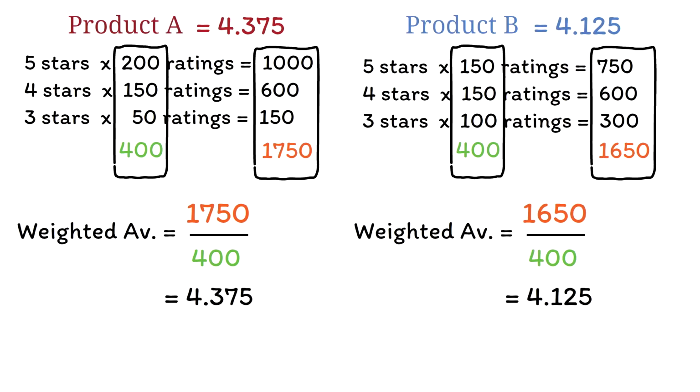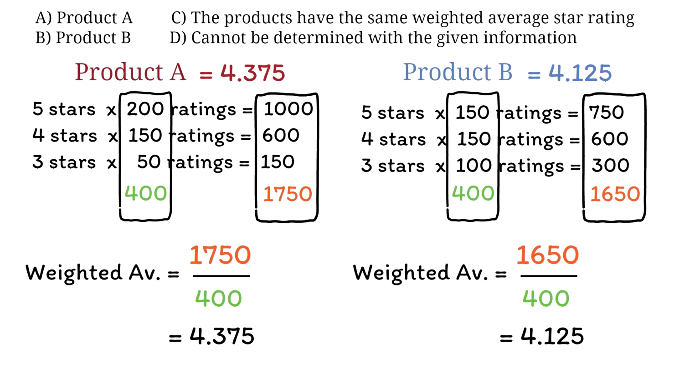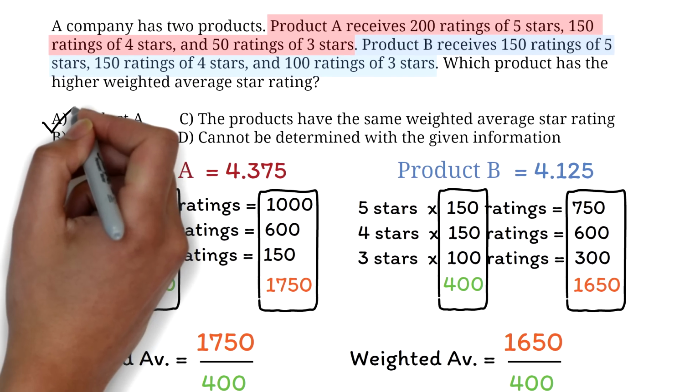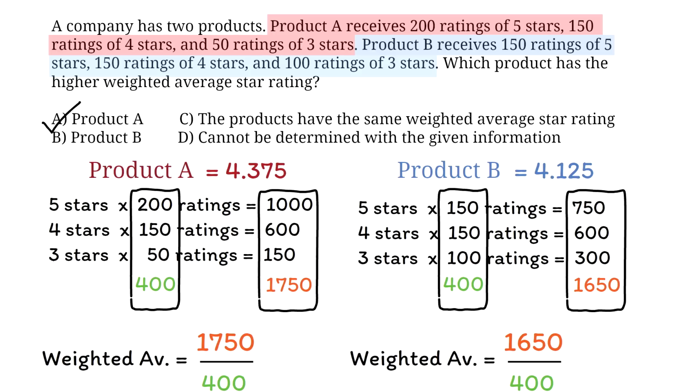Comparing the two weighted average ratings, we can see that product A has the higher ratings because 4.375 is higher than 4.125. The correct answer is therefore A. The solution has a lot of steps, but all we actually did was multiplication, addition, and division. Please ask a question in the comment section if you didn't understand anything.